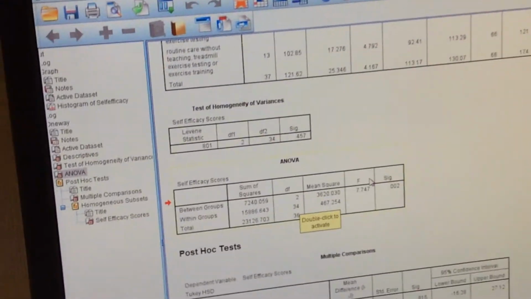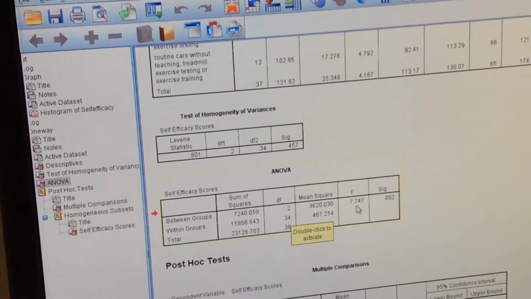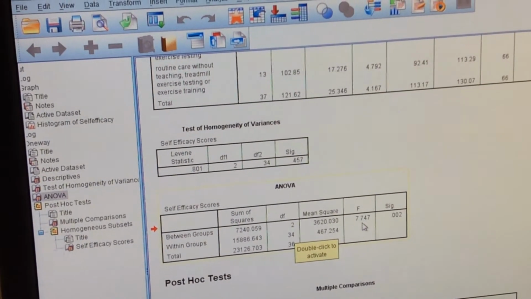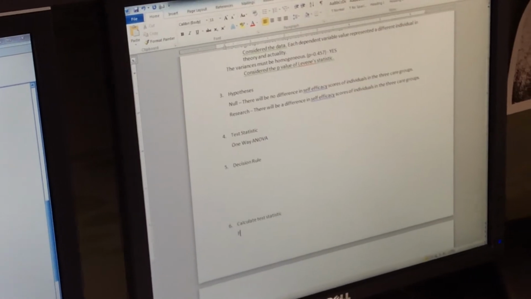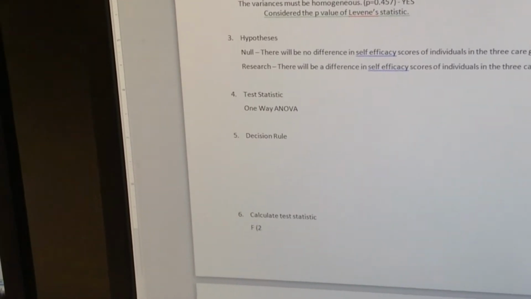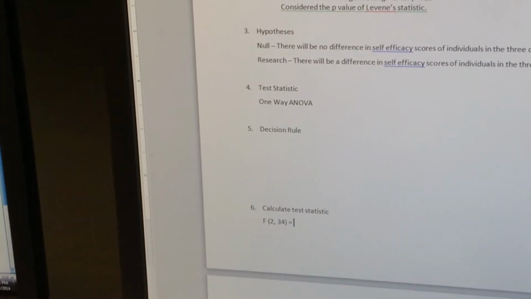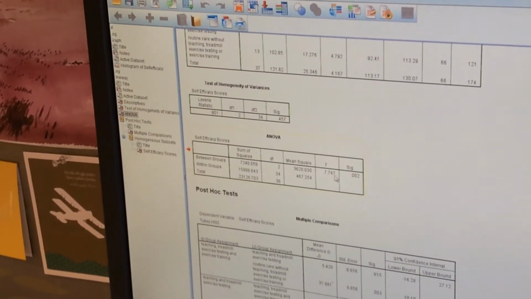Our F, which is the statistic that represents ANOVA, is 7.747 for this particular analysis, and our p-value is 0.002. So if we go over to step 6, we're going to say that F, and F is capital for ANOVA, whereas t is lowercase for t-test. F with degrees of freedom of 2 and 34 is equal to 7.747. And just remember, we got this from this ANOVA table, our degrees of freedom and our F.